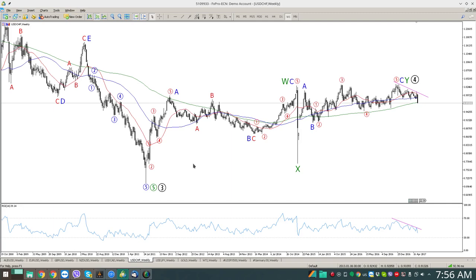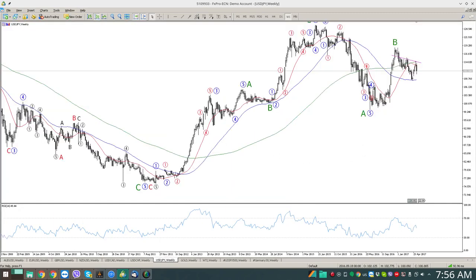Moving on to the Japanese yen, and here we see again how prices were rejected at the 144-period SMA here, and last week a sharp decline confirmed this rejection, and we're moving towards this SMA, the 55-week SMA. Of course, this is part of a much, much larger pattern, which I couldn't possibly include even in a monthly chart.